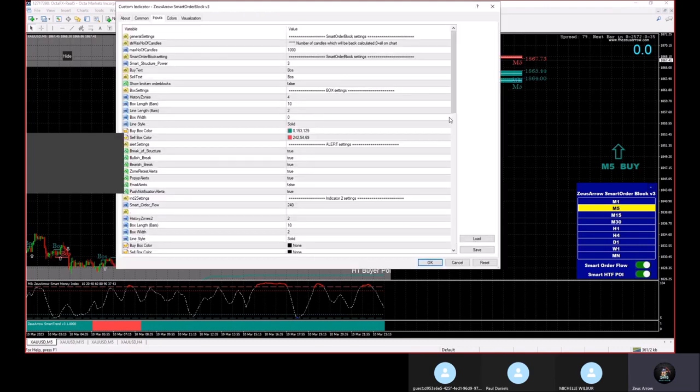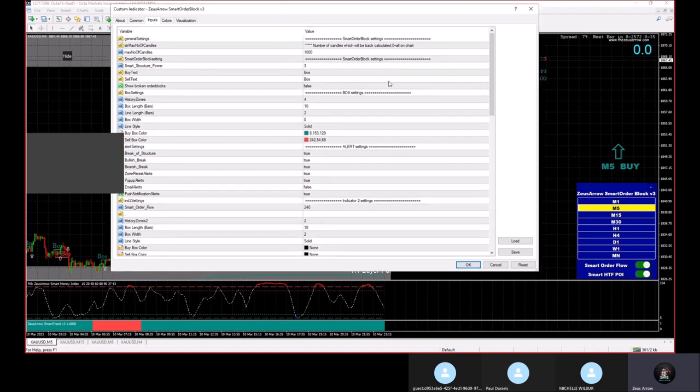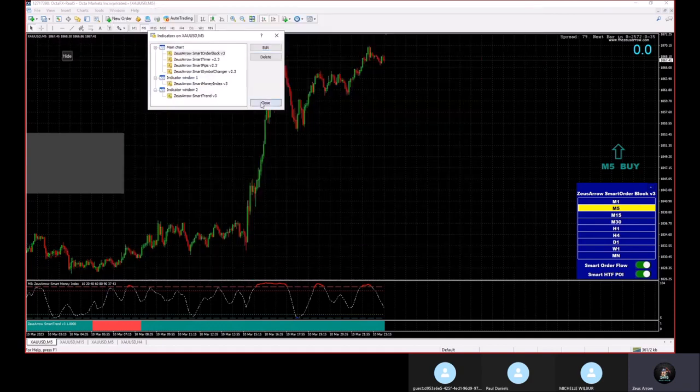Now about version 3. There are some changes in the new version. First of all, you can see we have an option to switch on and off the historical order blocks, just to keep the chart decluttered and clean. If you switch it on, then it will show you the history zones.